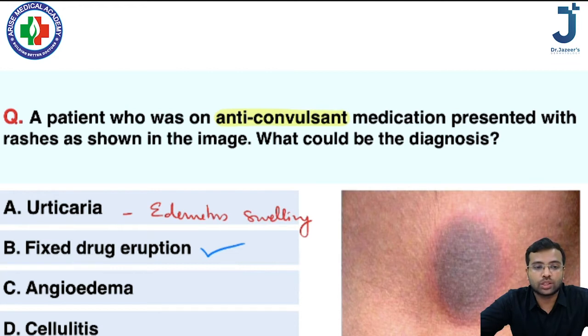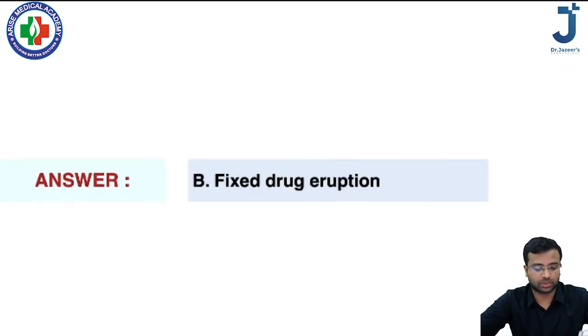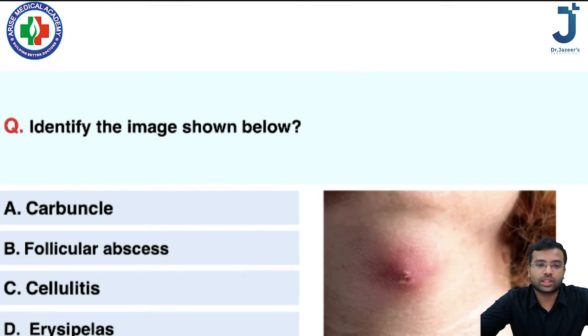And angioedema, option C, is again an edematous swelling, but it is going to be a deeper swelling. The lesion is going to extend towards the subcutaneous tissue. And cellulitis is something different, because that is a bacterial infection of the skin. So the answer here would be the fixed drug eruption. Now going to the next question, again you are asked to identify the image shown below.